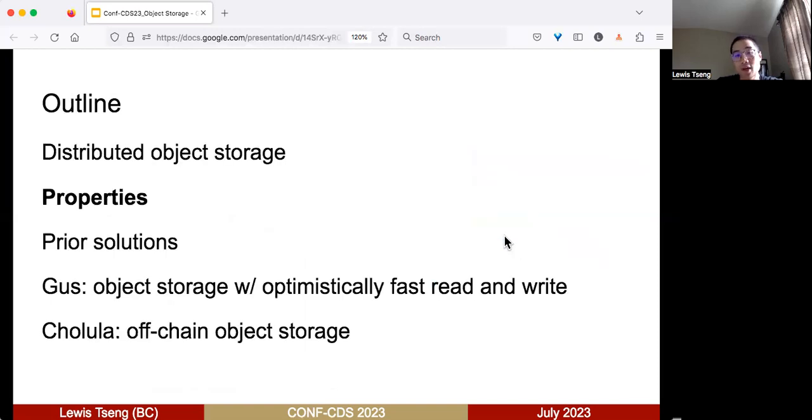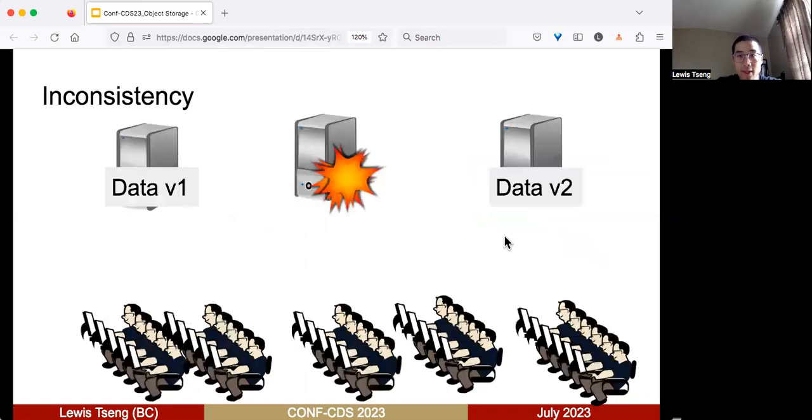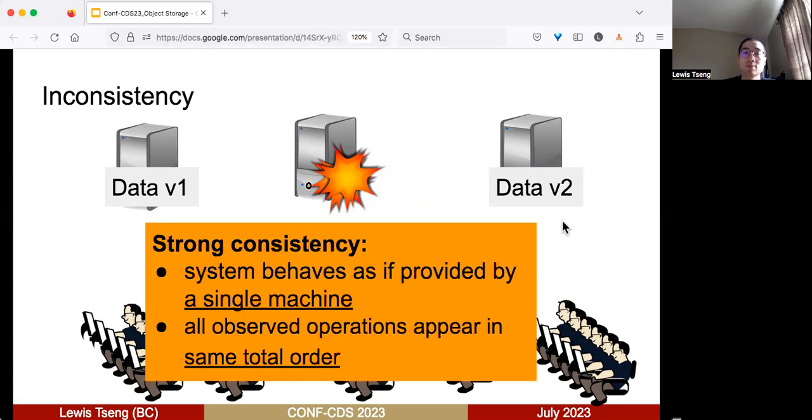Now we look at some important properties for this kind of distributed object storage. The most important property is consistency. Because this is a distributed system, clients can read and write at the same time. So for one piece of data, for one key, you might have different versions of the data. In this case, this server has data version 1, this server has data version 2, and then there's a conflict. So how do we specify that?